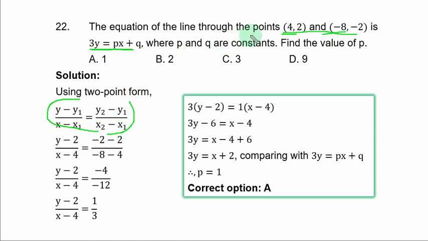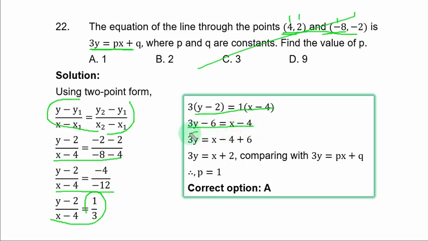So from here, this is x1, you have y1, this is x2 and y2. If you put them in the formula, you have something like this. If you simplify, you have this. If you divide through the right hand side by -4, you have (y - 2) over (x - 4) equal to 1 over 3. Cross multiply to clear fractions. You have it in this form. If you open the bracket, you have this.